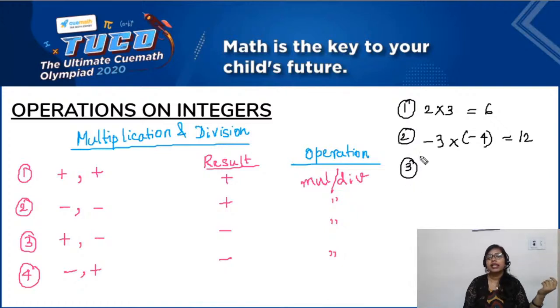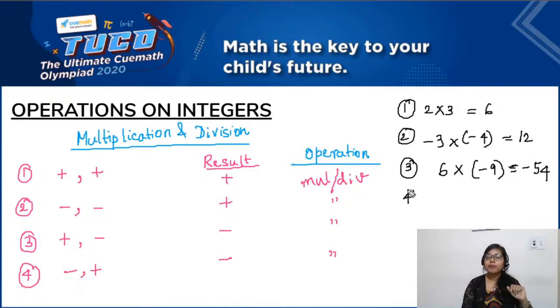Coming to the third one, let's take a positive 6 and a negative 9. So you have one positive number and one negative number being multiplied, and that is going to give you a minus 54. We can take the last example with division. You can take any of these with division also. It doesn't matter. The only thing you need to look for is the sign.